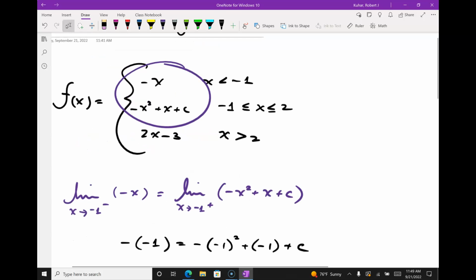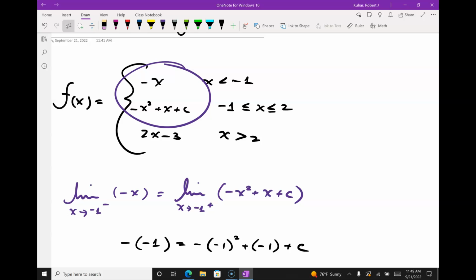So what are we thinking about? The -1, or the 2? We have to do one at a time, right? Because there's 2 places I have to connect it. So at -1, there's the left side, it's that top function. At -1 from the right, it's the middle function. Does that make any sense? Why is it not the bottom? Because I don't care about 1. This bottom function only works when x is bigger than 2.